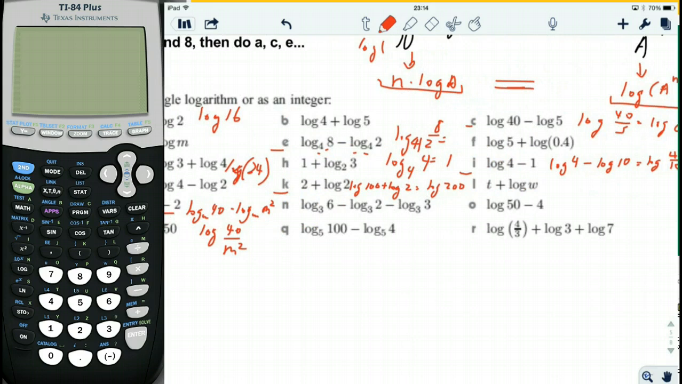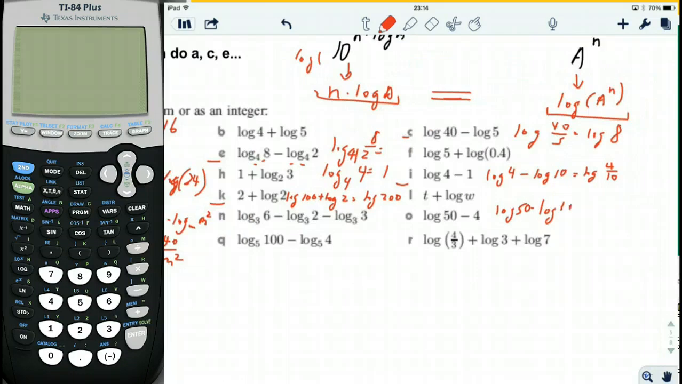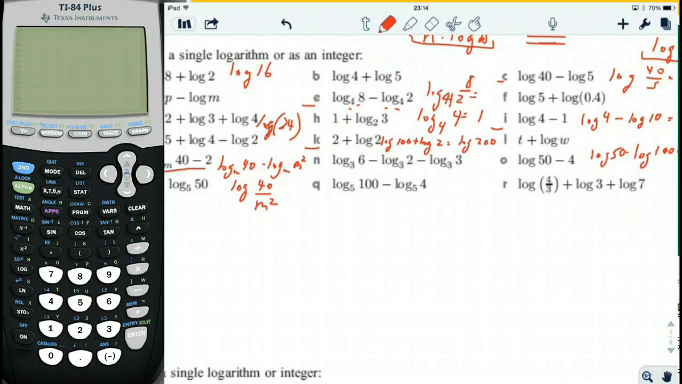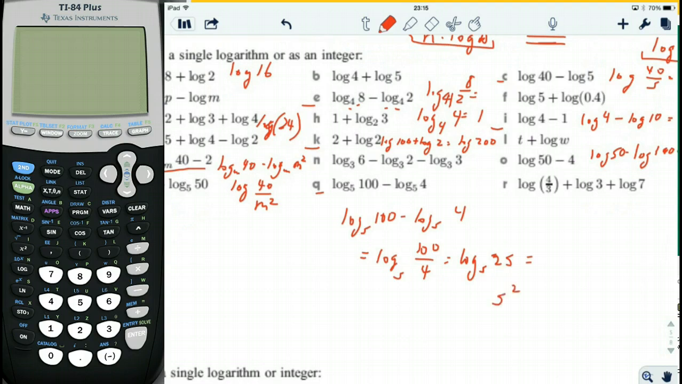Log of 50 minus 4 is log of 50 minus log of 10000, which is equal to log of 50 divided by 10000. Log base 5 of 100 minus log base 5 of 4 is equal to log base 5 of 100 divided by 4, which is log base 5 of 25, which is, remember 25 is 5 squared, so log base 5 of 5 squared is 2.